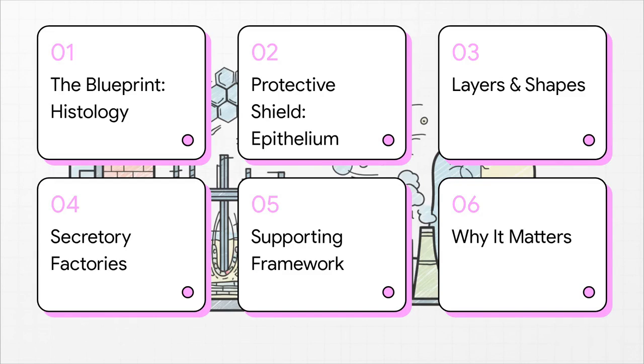All right, so here's the plan for our tour. First, we'll check out the blueprint. That's histology. Then we'll get into the body's protective shield, epithelium, and see how it's classified. After that, we'll stop by the body's tiny factories, the glandular tissues. We'll take a quick peek at the connective tissue that holds it all together, and wrap up with why any of this stuff is so important in the first place.